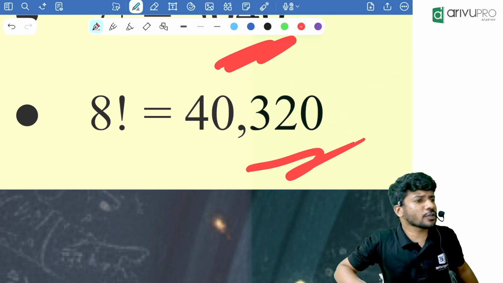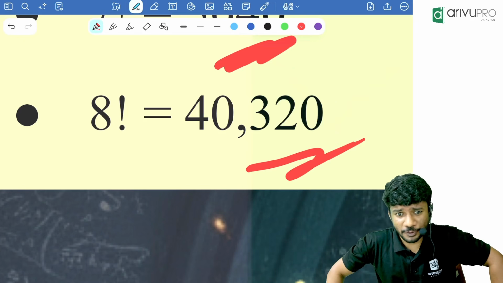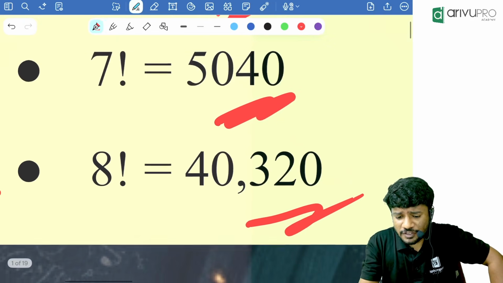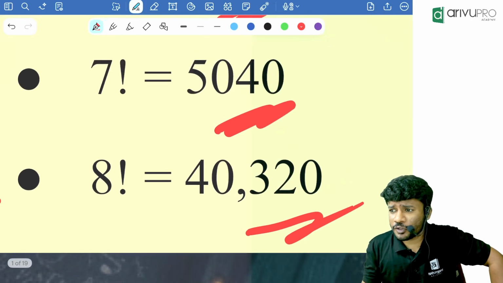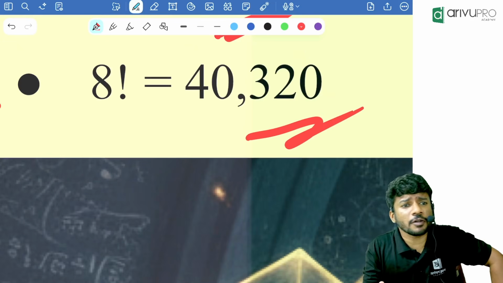8 factorial is how much? 40320. So if you want to find 7 factorial from 8 factorial, what will you do? You will divide it by 8. So type on the calculator: 40320 divided by 8 is how much?